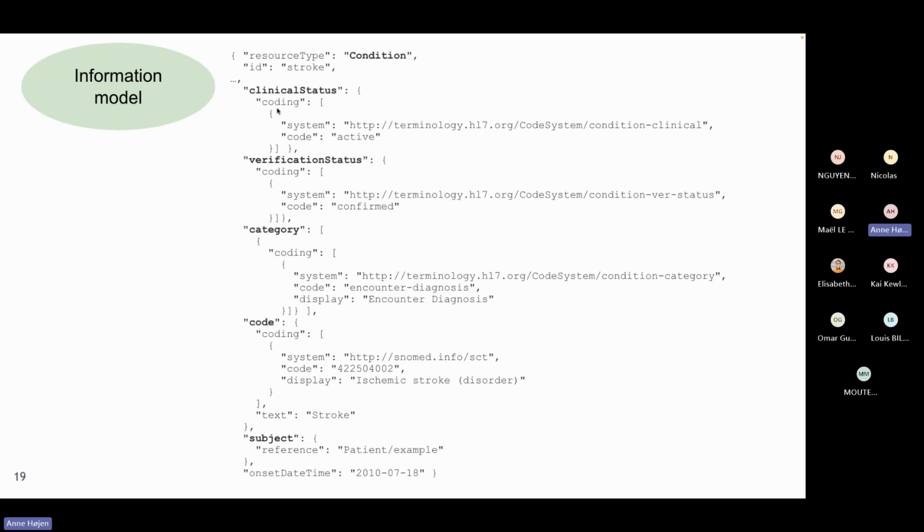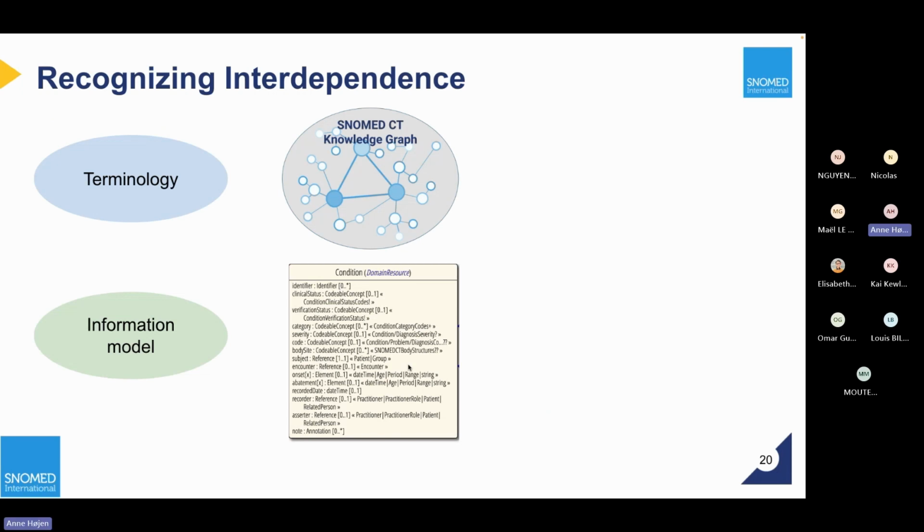So if you look at these various codings, you can see that the system will tell you where it comes from. These are HL7 specific value code systems, and this one is the SNOMED CT one. So that was a bit of background on the terminology and information models.